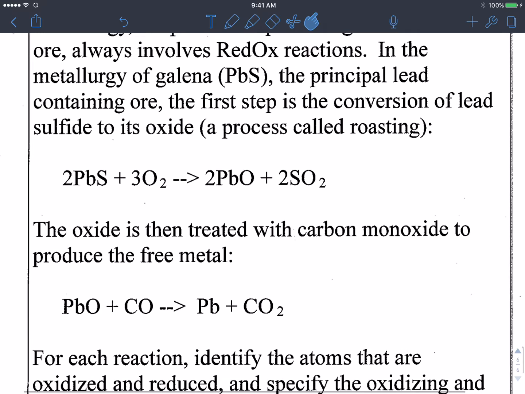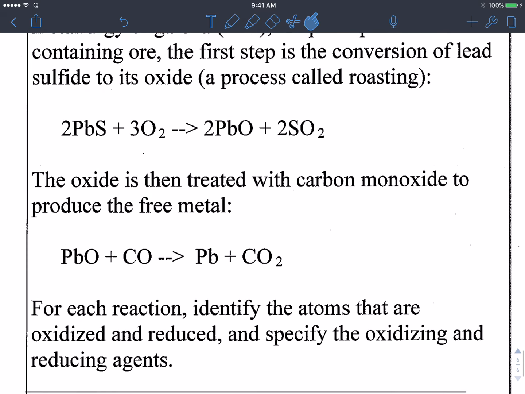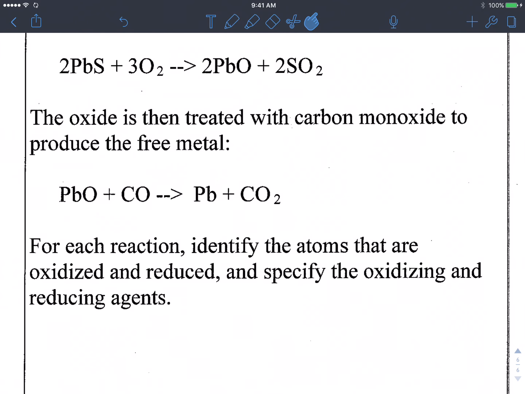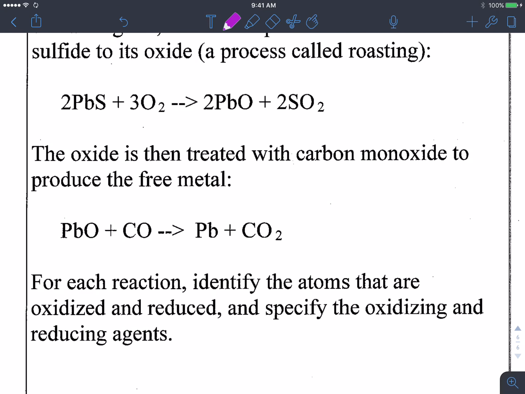So another example, some more metallurgy. You can read all about it if you really want to. It talks about galena and how they get the ore out and all that other good stuff. It says for each reaction, identify the atoms that are oxidized and reduced, and then tell us which is the oxidizing and reducing agent. So again, we have to go through and assign oxidation states. Oxygen is where my eye goes first because it's an element. Oxidation state is 0. Now PbS is another one of those. We don't have it on the rules, so we have to assume because it's ionic that we can use the charge of the sulfur, which is -2, to figure out that Pb is +2.